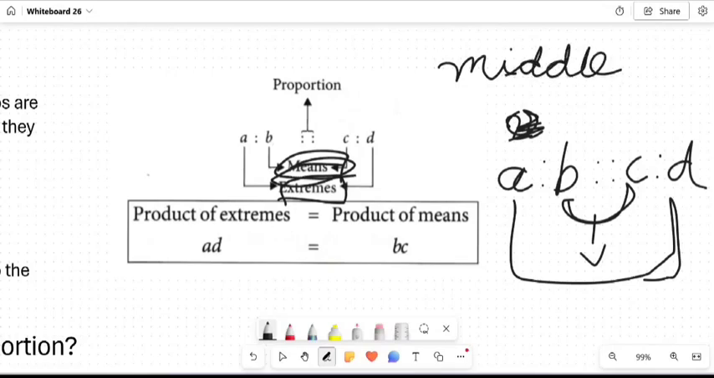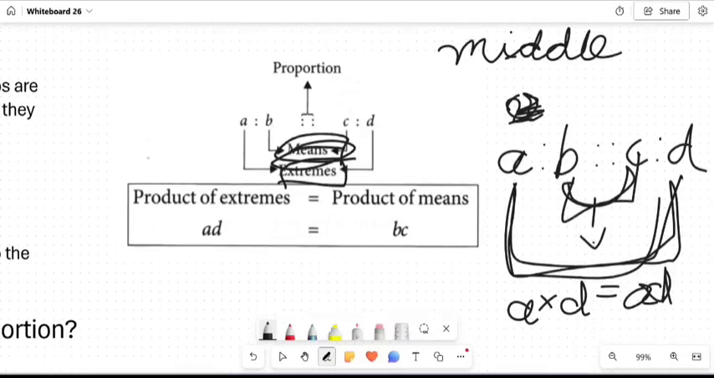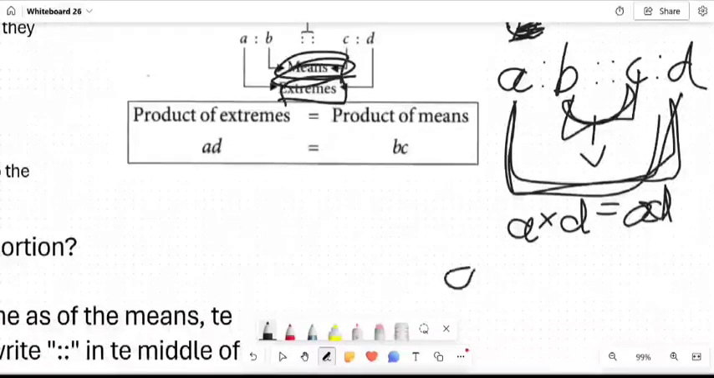Now, the product of extremes shall be equal to the product of means, and if this is true, then they are in proportion. So what is the value over here? A into D, we can write it as AD also. We will learn this later in algebra. So AD equals BC.